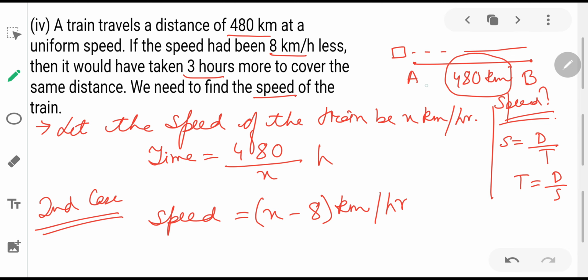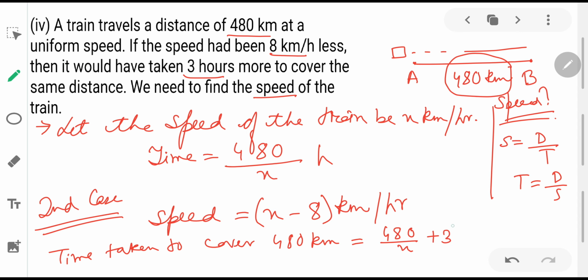So, what is the distance? 480 kilometers. So, time taken to cover 480 kilometers. In this case, it will take 3 hours more to cover the same distance. So, what is the current time? The current time is 480 by x. Since it will take 3 hours more, what we need to do? We need to add 3 to the time. Okay, so this is the time when the speed is 8 kilometers per hour less.